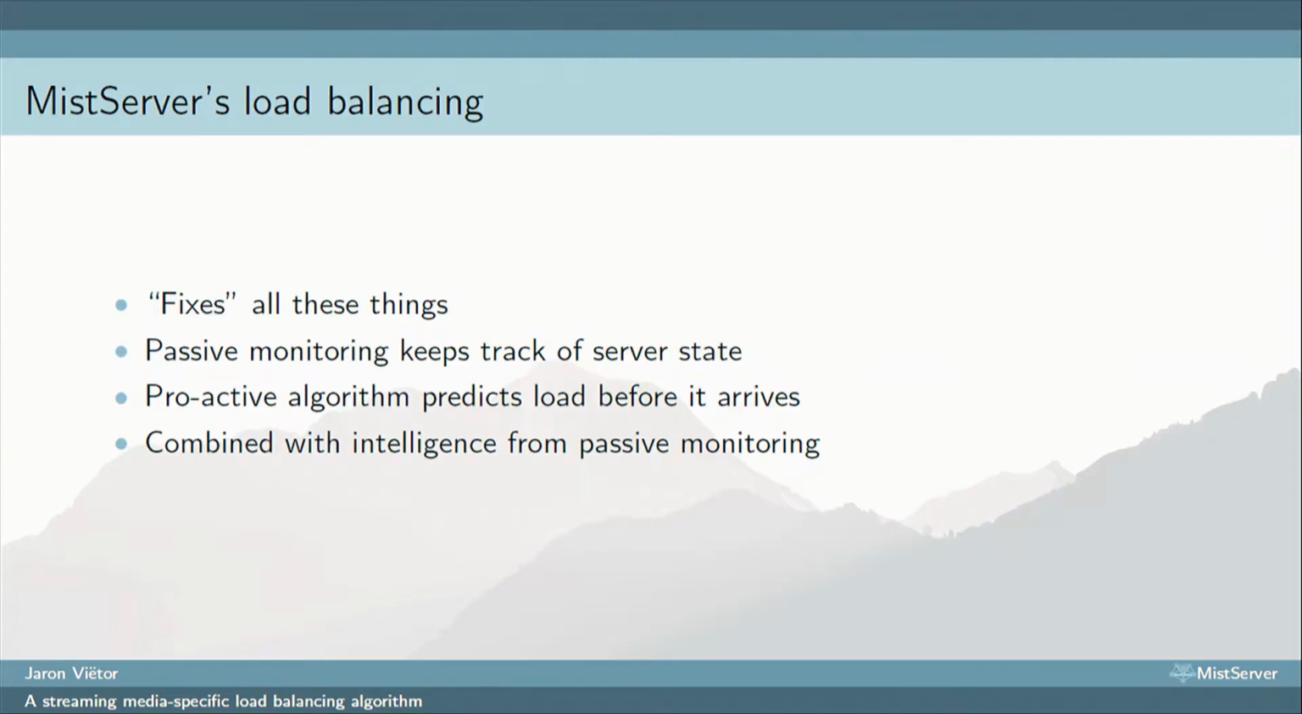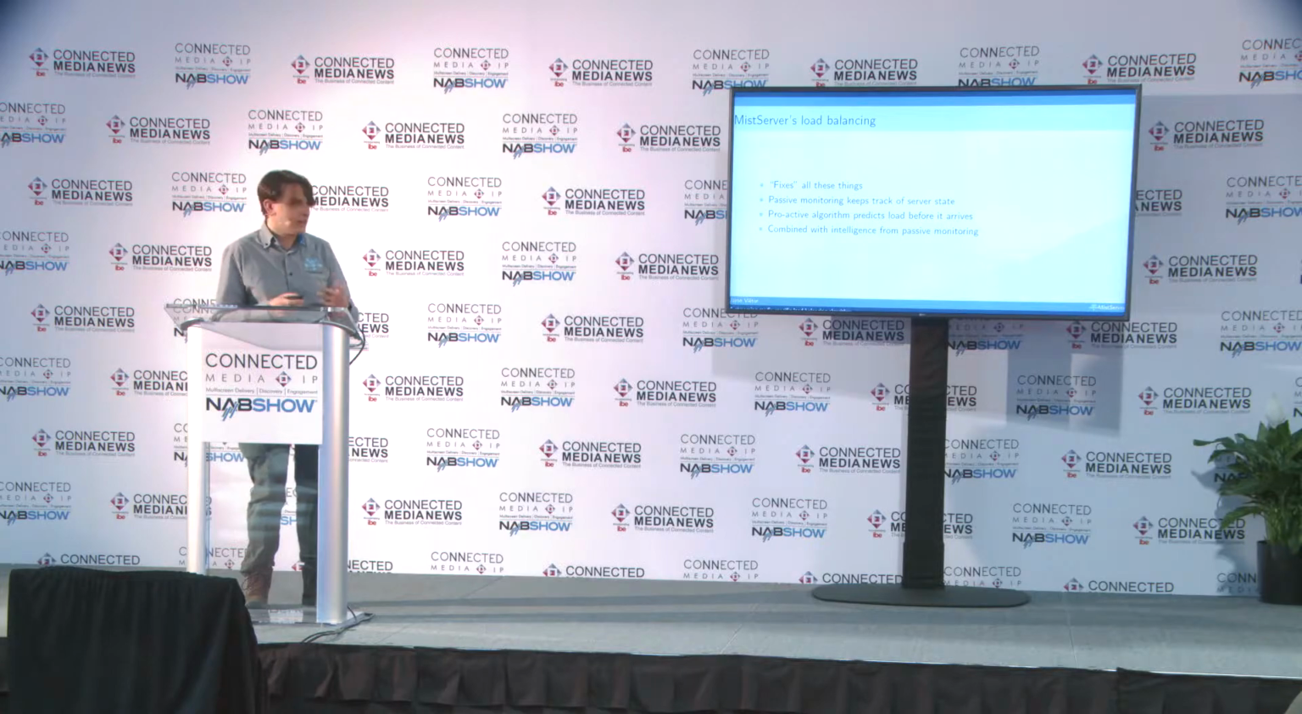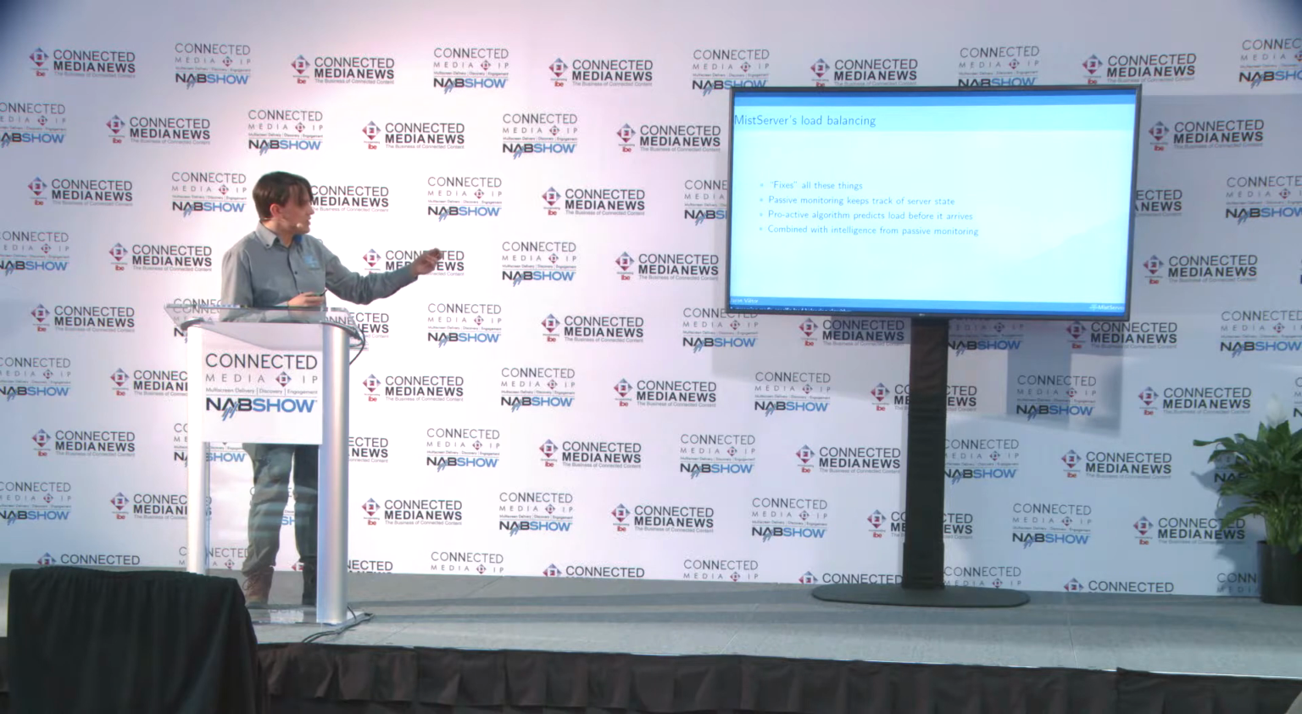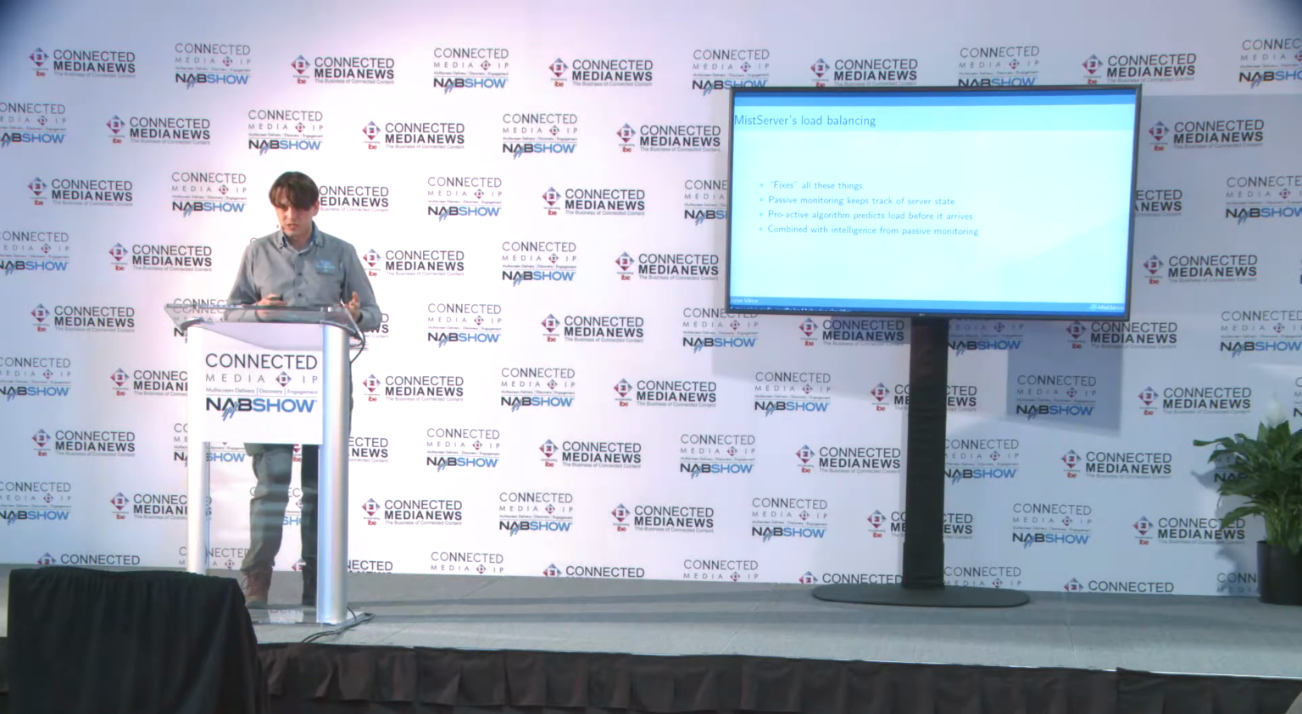So, MistServer's load balancing fixes all of these things by using a combination technique of passive monitoring, just like traditional load balancing, where the balancing node keeps track of all the servers and how well they are doing, how many people are connecting, stuff like that. But there's also a proactive algorithm that predicts the load before it arrives. And it combines this algorithm with intelligence from the passive monitoring system to make accurate predictions. So how does this work exactly?